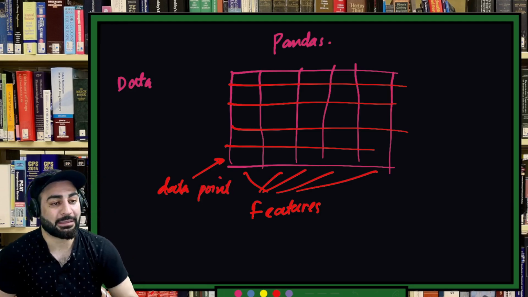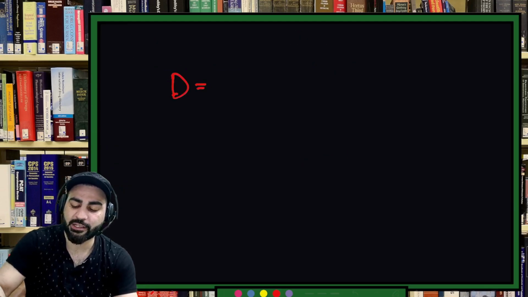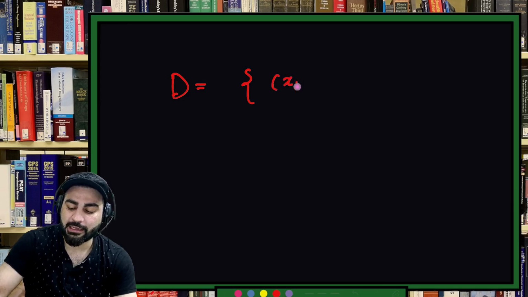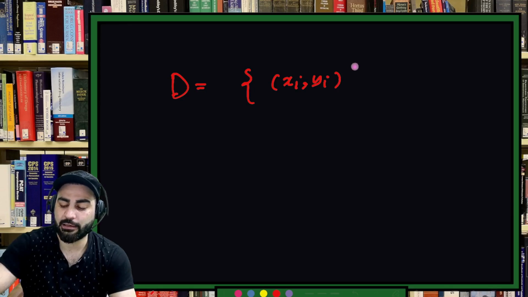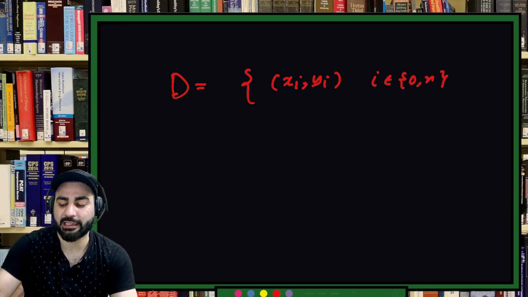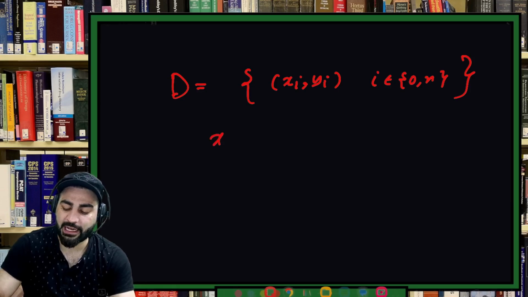So what is the mathematical representation? Mathematically, we can represent data like this: the data set is equal to (xi, yi) if it's labeled data, where i belongs to 0 to n if we have n data points. This is the representation of the data, and xi can be a vector.